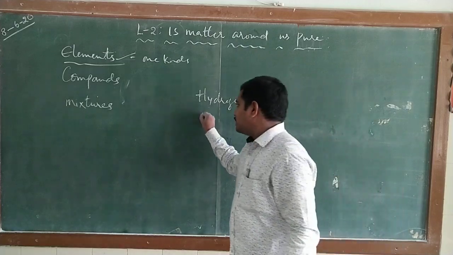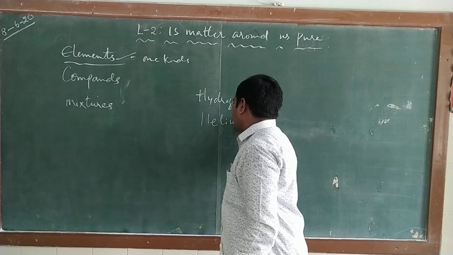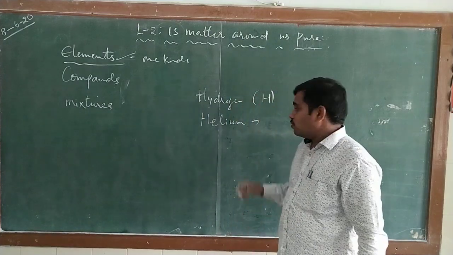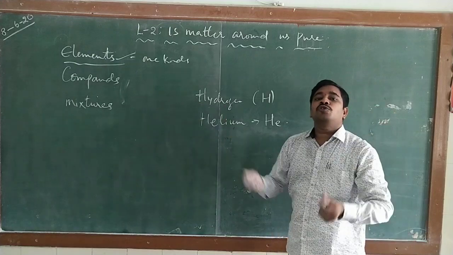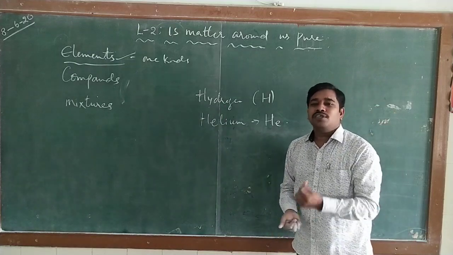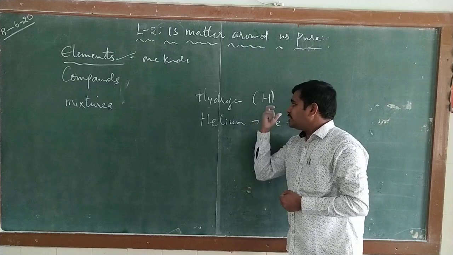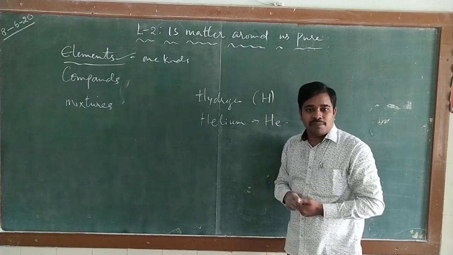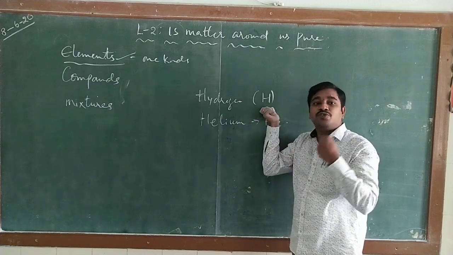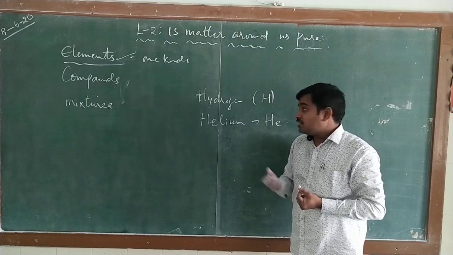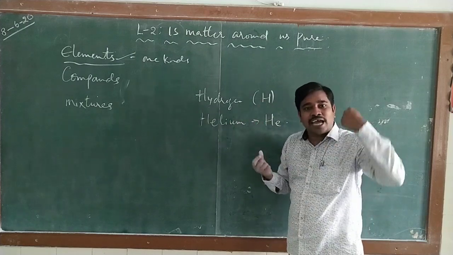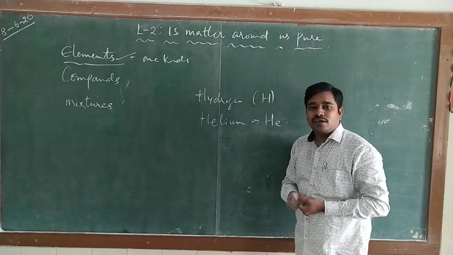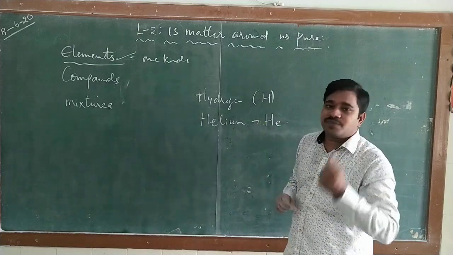What is the second element? Helium. And what is the symbol of helium? He. Here we have some rules to write the symbol of an element. What is the use of a symbol? A symbol is the shorthand representation of an element. We require symbols to write chemical reactions. It takes so much time to write the full name, so in order to decrease the time, they have introduced the symbol. So a symbol is the shorthand representation.